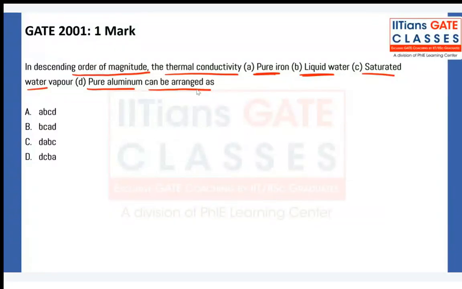Yes, that is correct. Shruti, yes. Sean, yes, that is correct. Right. This has 80 and this has 200 watt per meter Kelvin. And we already know that liquid water will have the second lowest, and water vapor will have the lowest thermal conductivity. So DABC is the right answer.